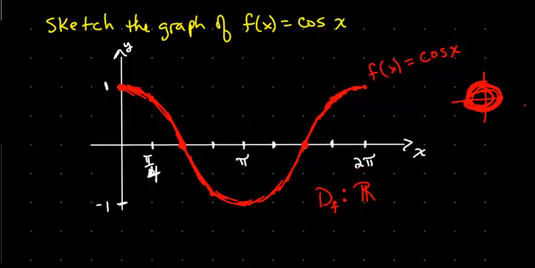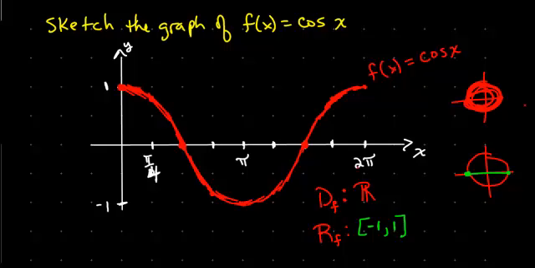For the range of f, that's going to be where do my outputs go. So here, for the cosine, they go between -1 and 1. Everything is, so all of my x values are between -1 and 1. So my range is -1 and 1.